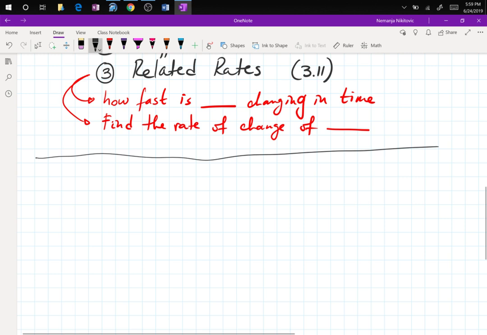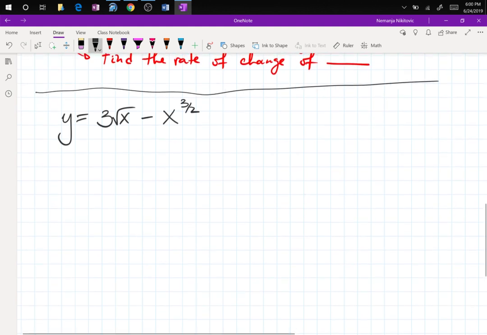Can we do an example of the graphing functions? Mm-hmm. So y equals 3 root x minus x to the 3 halves. Wonderful. All right, so let's start with this. Actually, there will be a first and second derivative test inside of this problem. So yeah, you got lucky. You don't have to look for one now. Ready?